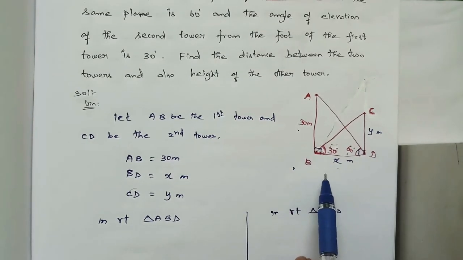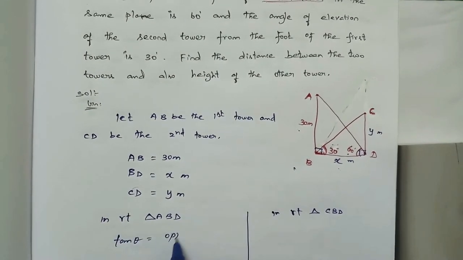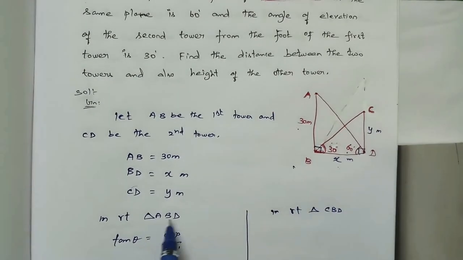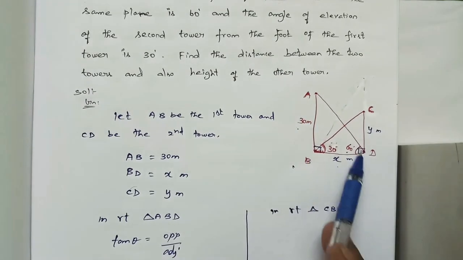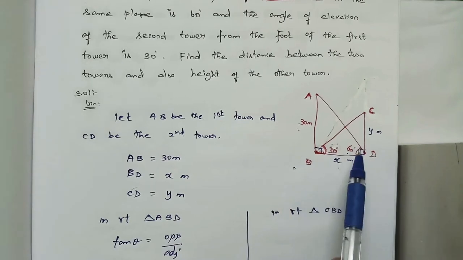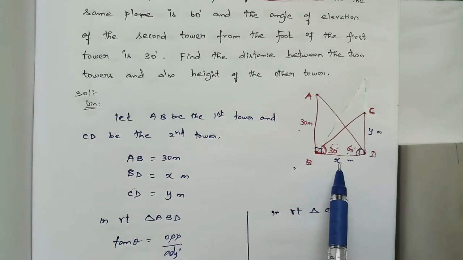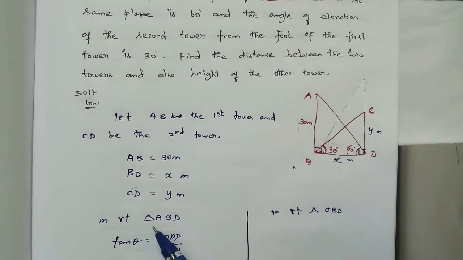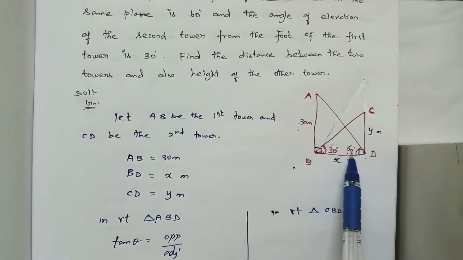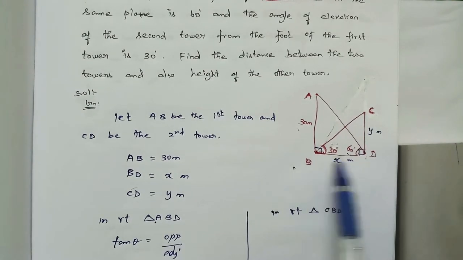So opposite by adjacent, what trigonometric ratio? Tan theta. Tan theta is equal to opposite side divided by adjacent side, right? What is theta in triangle ABD? You will get confused because 30 as well as 60 is there, so you have to differentiate which angle belongs to which right triangle. In ABD, the acute angle is 60 degrees, and for CBD alone, the acute angle is 30 degrees. So we have to differentiate.